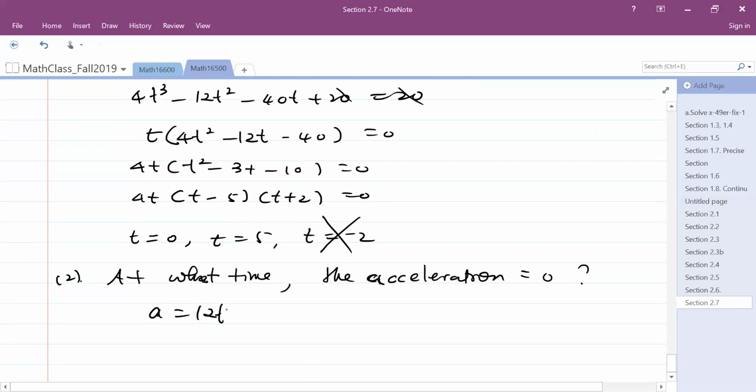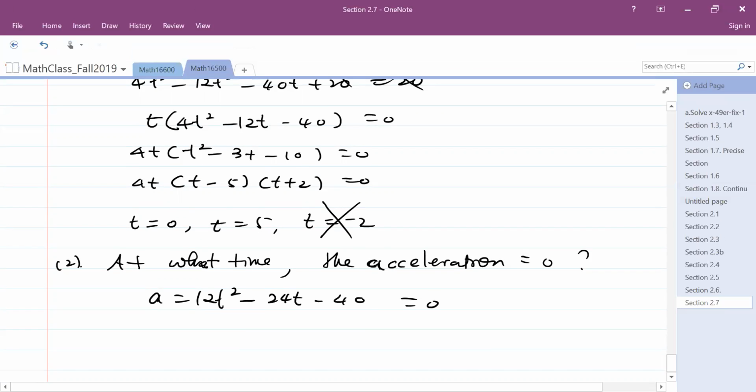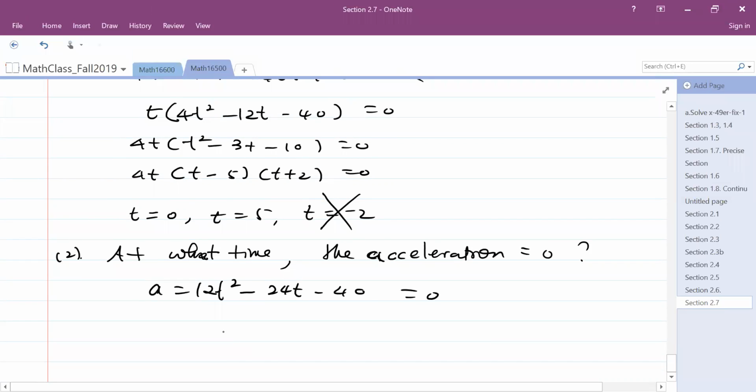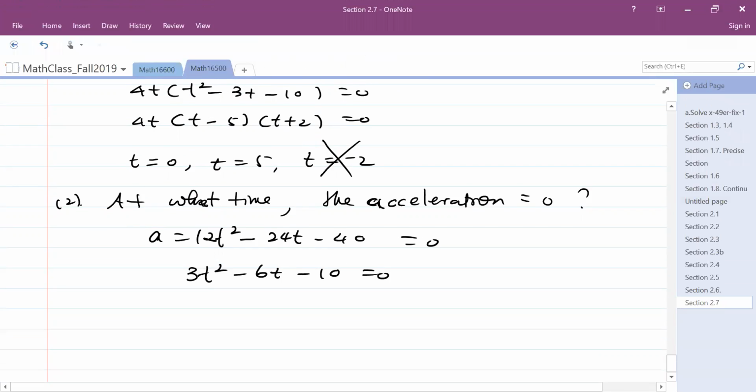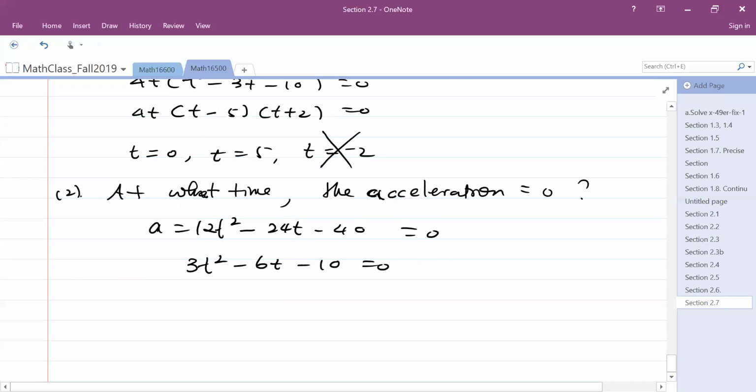That's 12t squared minus 24t minus 40, and that should be equal to 0. You divide both sides by 4. That'll be 3t squared minus 6t minus 10 equals 0. Then you have to solve by quadratic formula. Okay, you cannot factor it.